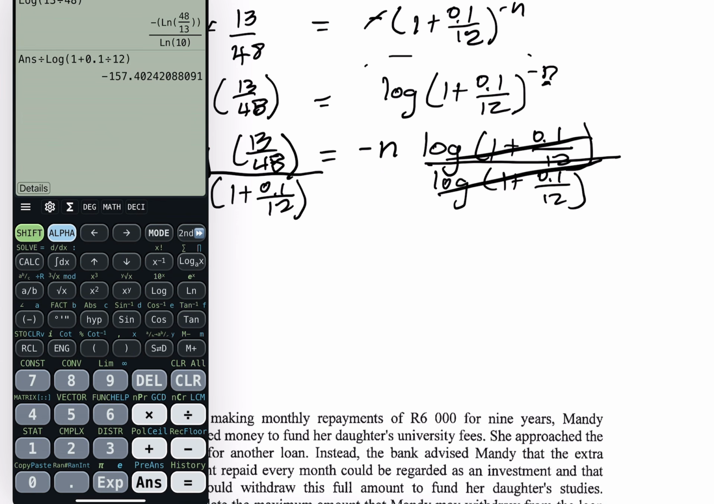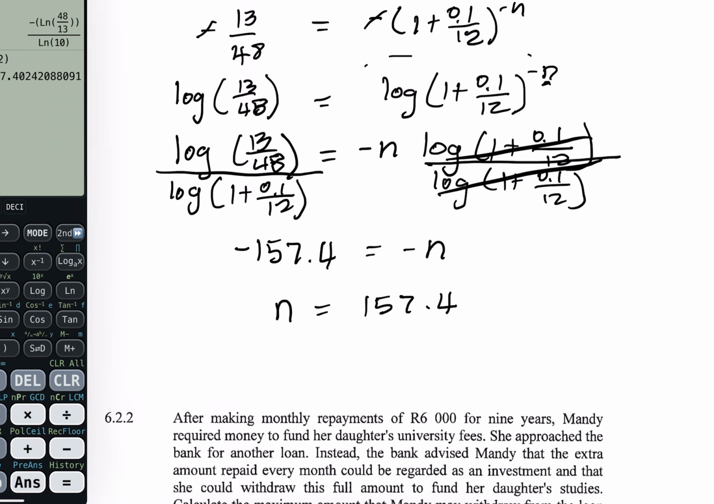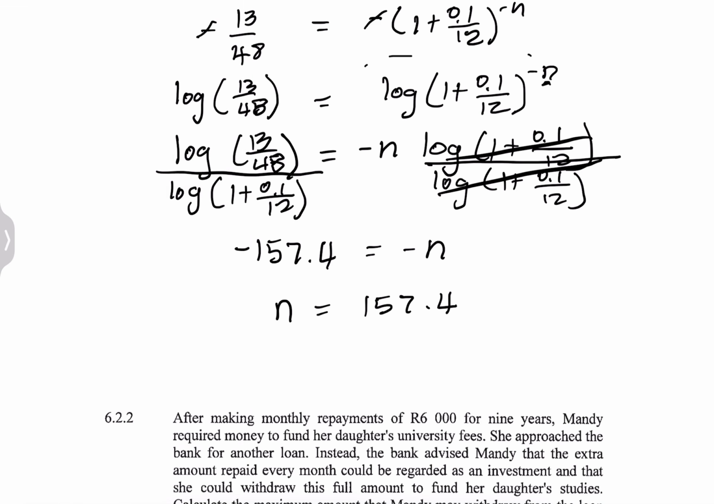All right, so we will convert this. In this case, I get minus 157.4 is equal to minus n, negative n. So therefore, n is 157.4. As I said, you could have said minus 12n in this case, but what it would need for you to do is just multiply by 12 at the end.